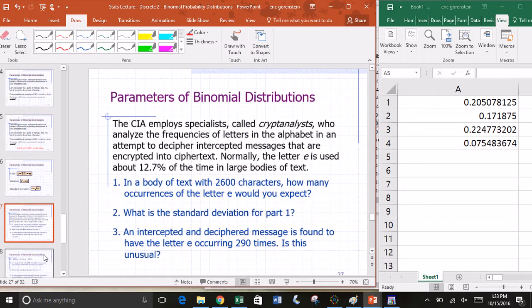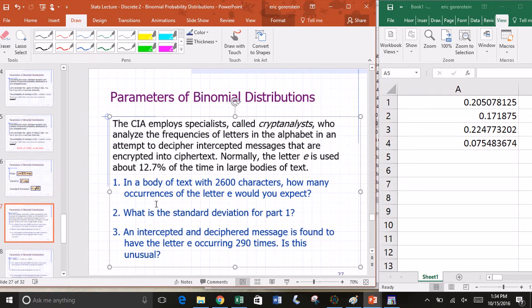So one example here: let's say in a body of text with 2,600 characters, how many occurrences of the letter E would you expect? Normally the letter E is used about 12.7% of the time. So this is a binomial experiment because we have a constant probability of success, 12.7%, only two outcomes, the letter E and the letter not E, and a fixed number of trials. There are 2,600 characters, and we'll assume these characters are independent. You could maybe make an argument that they're not, but most likely they would be independent. It really depends on the actual text. But we have a fixed number of independent trials with two possible outcomes, E or not E, and a fixed probability of success, the 12.7%.